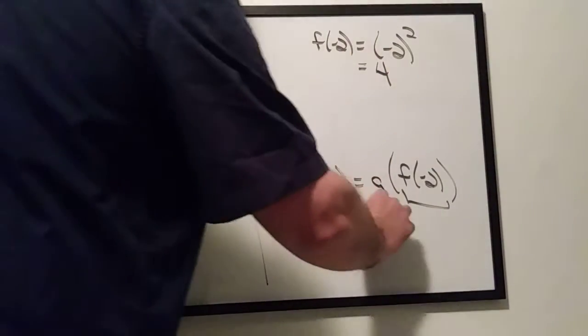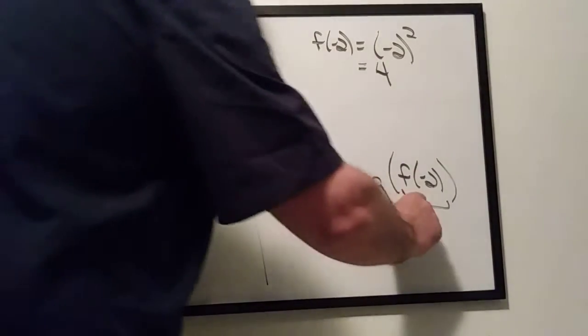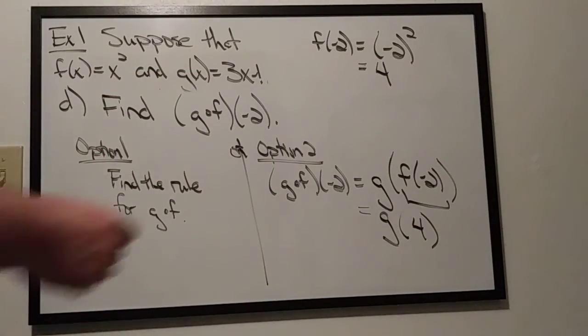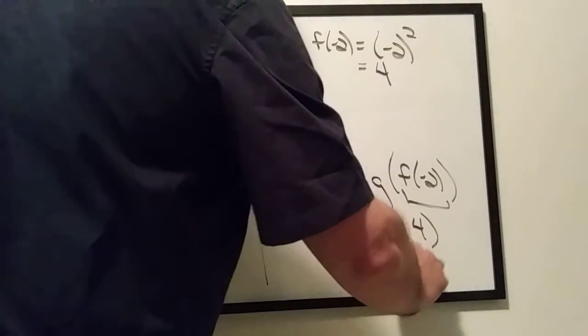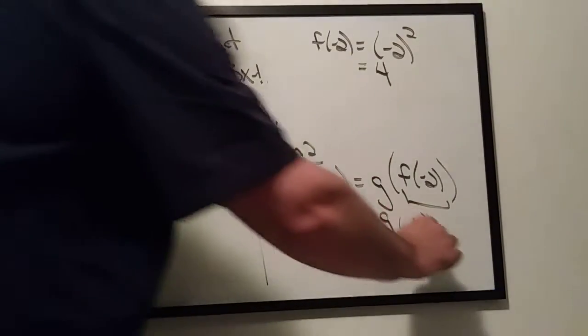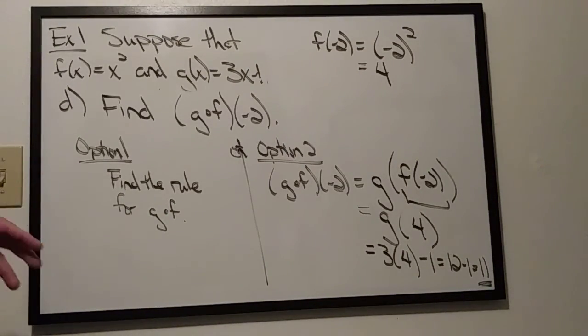So we'll come down here then, and we have G of F of -2. But I just found F of -2 to be 4. So now I have to find the G of 4. Well, G of 4 then just says go to my G rule and plug in 4 for the x. So this is going to be then 3 times my x value of 4 minus 1. 3 times 4 is 12, subtract 1 from that. We're going to get an answer of 11. So G composed with F of -2 is the number 11.